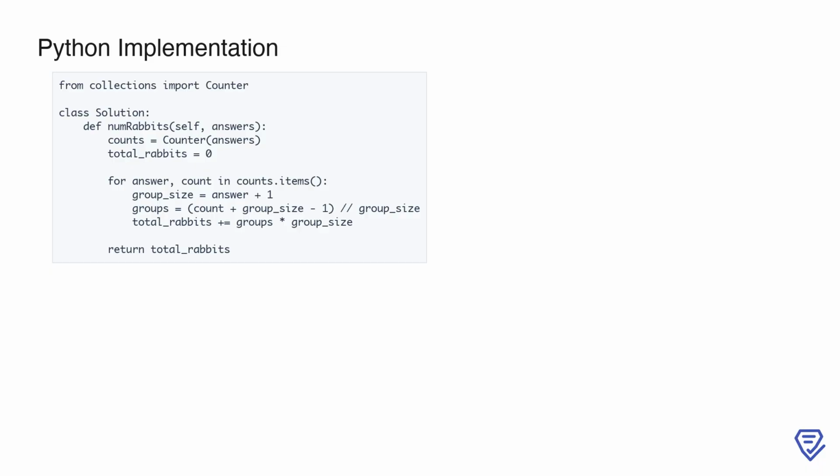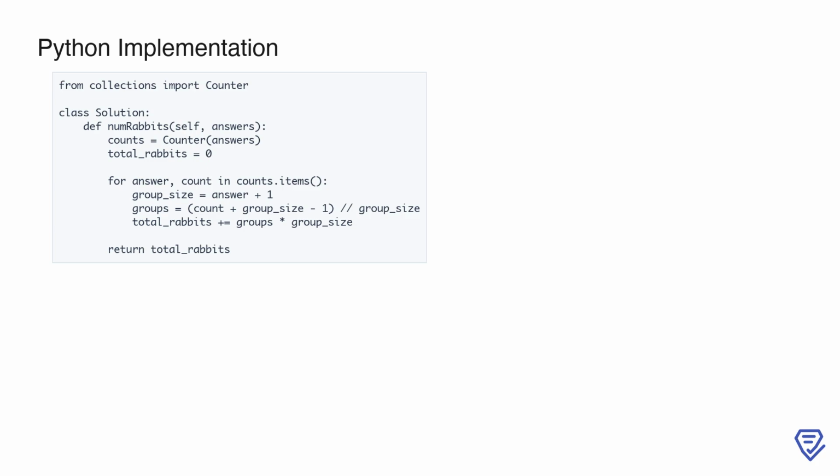Explanation. 1. Input parsing and counter creation. The input answers is a list of integers, where each integer represents how many other rabbits of the same color a rabbit claims exist. We use Counter from the collections module to count the frequency of each unique answer. This helps us group rabbits based on their claims.